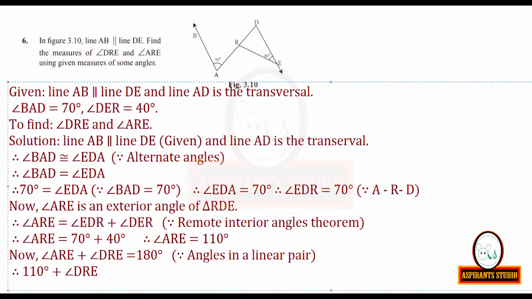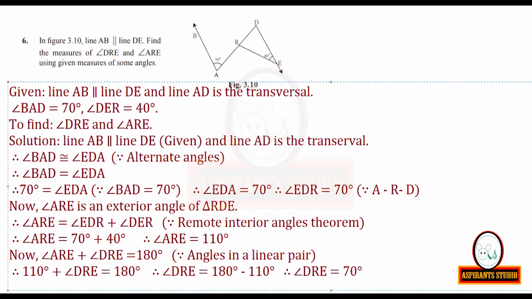Now substitute the values. Because they are angles in linear pair, we can write measure of angle ARE plus measure of angle DRE is equal to 180 degrees. Now put the known values. Measure of angle ARE is equal to 110 degrees. So substitute the value, then you find measure of angle DRE. 180 degrees minus 110 degrees is equal to 70 degrees. Measure of angle DRE is equal to 70 degrees.